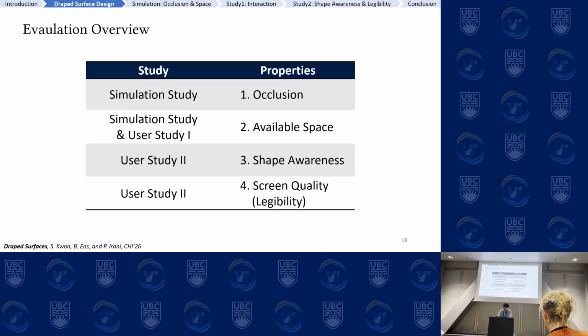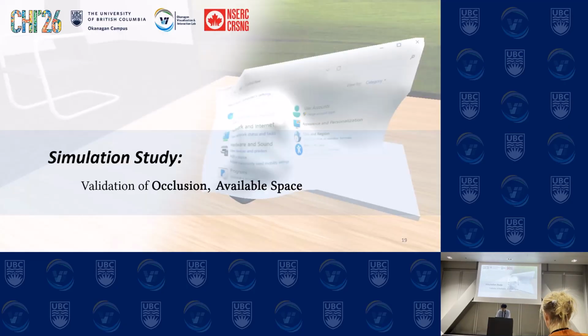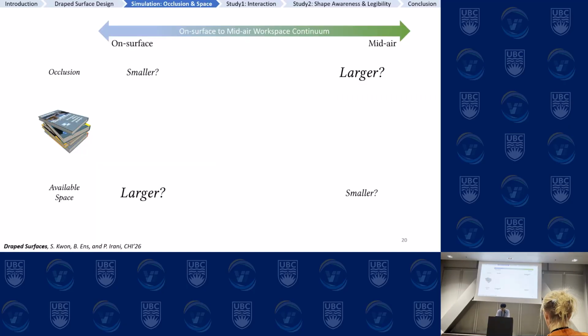So overall evaluation includes a simulation study as well as 2 user studies testing occlusion, available space, shape awareness, and screen quality. Let's start with the simulation study.